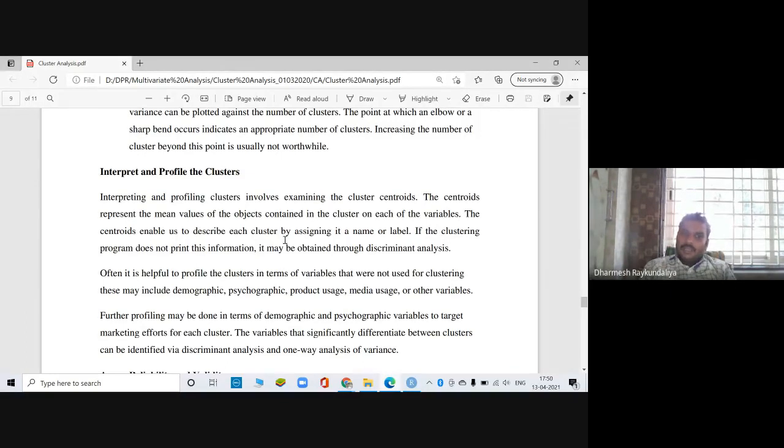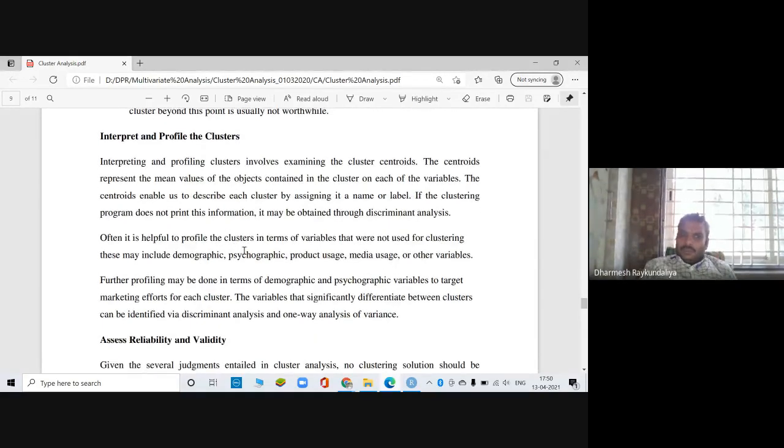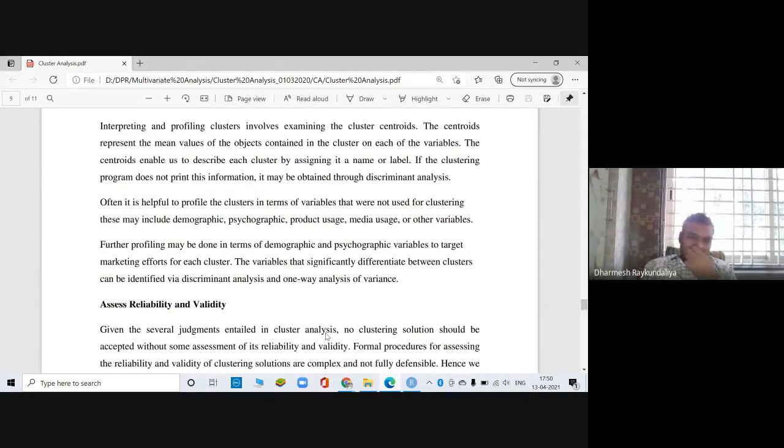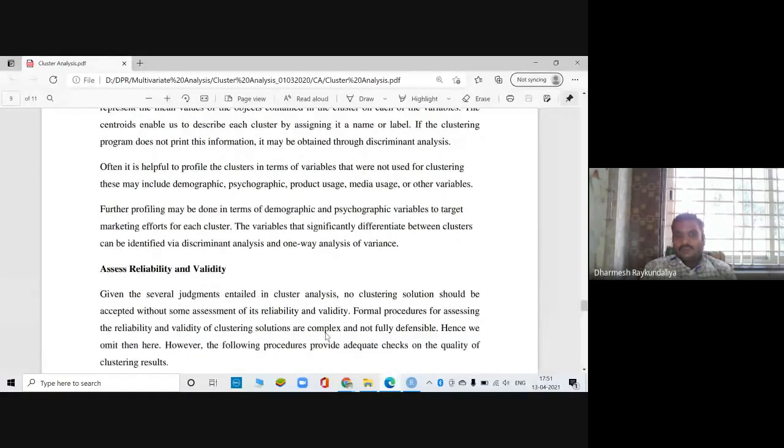The centroids enable us to describe each cluster by assigning it a name or label. If the clustering program does not print this information, it may be obtained through discriminant analysis. So by looking at the names of the variables, you can also give names to the clusters. It can also be helpful to profile the clusters in terms of variables that were not used for the clustering. They may include demographic, psychographic, product usage, media usage, and other variables. Further profiling may be done in terms of demographic and psychographic variables to target marketing offers for each cluster. And once it is with you, you can perform discriminant analysis, one-way analysis of variance, and other things.